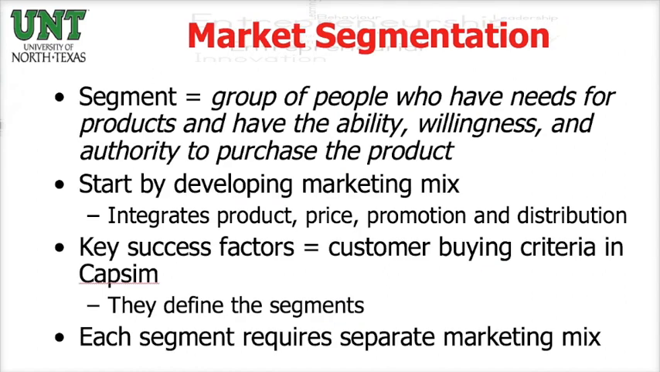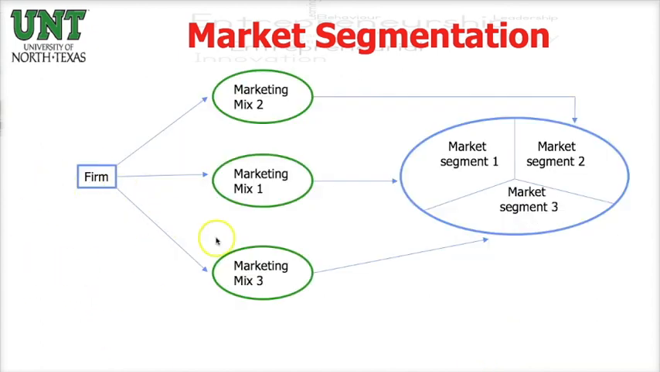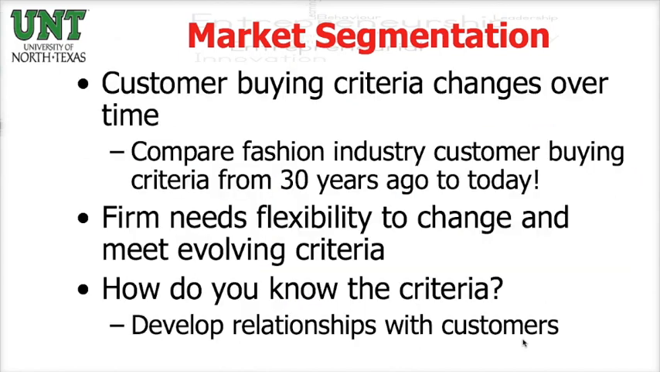Okay, the key success factors are what you would need to do to target a particular segment. And if you hit those key success factors effectively, then you are going to be doing quite well with your product, right? And each segment is going to require its own separate marketing mix. So here's showing you what's going on. These are 3 different segments of the market. This firm is going to go after all 3. For each one of those segments, they would need to have a different marketing mix. But those marketing mixes change over time.